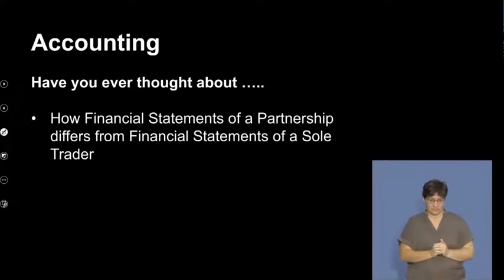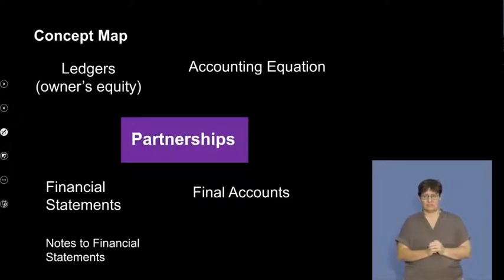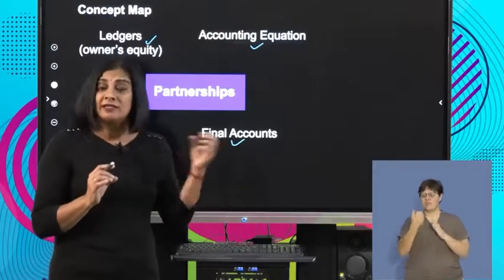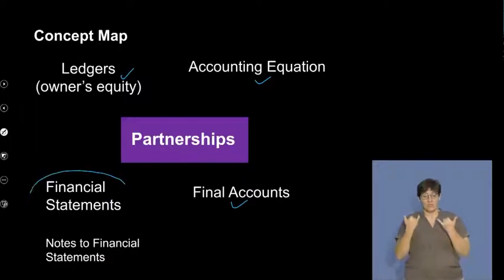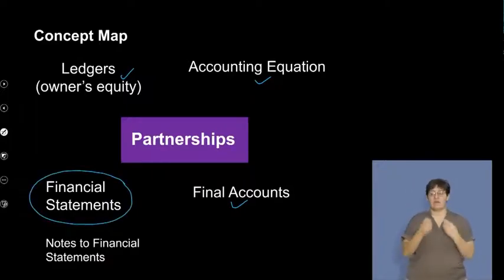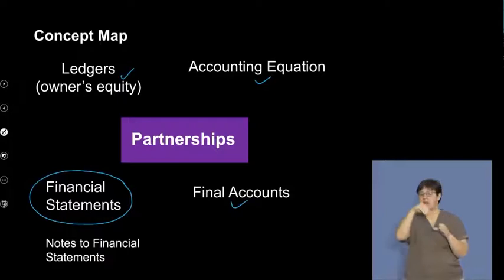So let's move on. Right, so remember guys, looking at the big picture, we've obviously focused on unique transactions. We used the accounting equation for that. We also looked at ledgers as well as final accounts. What happens at the end of a financial statement? What are the final accounts that are drawn up? So in today's lesson, our key focus will be on financial statements, including notes to financial statements.